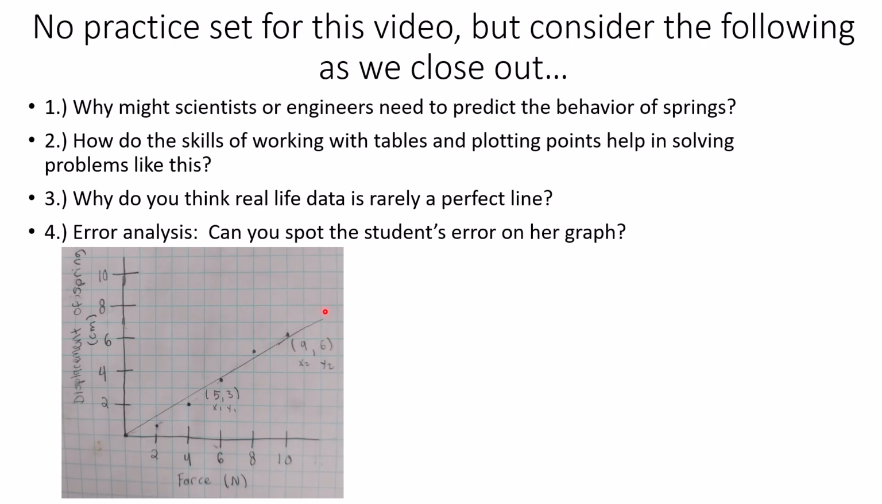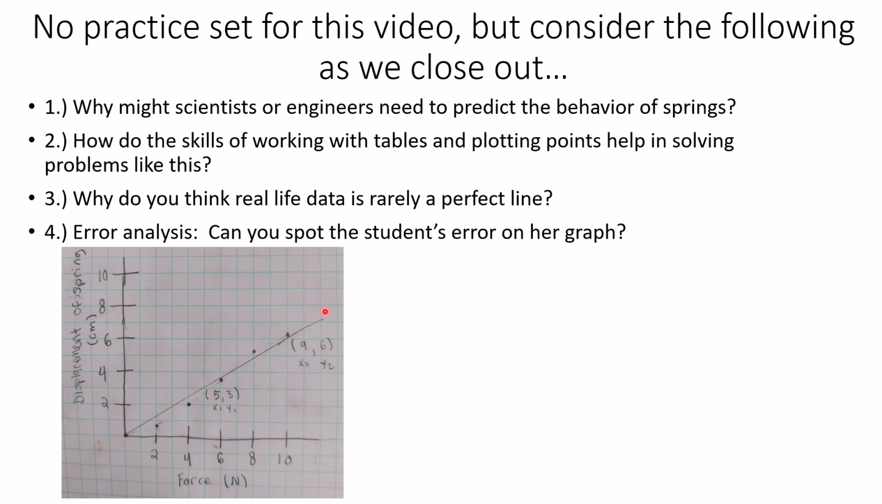So there's no practice set for this video, but I think closing out, there's a couple questions that are worth considering. So before you click out of the video, why might scientists or engineers need to predict the behavior of springs? Springs are in so many things, and we are not guessing. So when somebody puts a set of springs in your car, or in, I don't know, your microwave door or whatever, you've got your wind-up toy. Why do scientists or engineers need to be able to predict this? So we need to know what will happen to this spring under this set of circumstances.